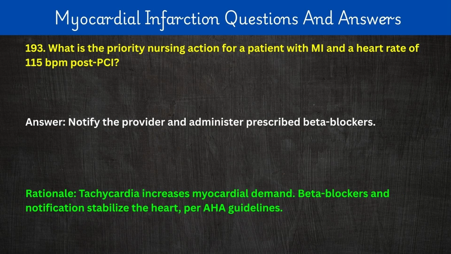193. What is the priority nursing action for a patient with MI and a heart rate of 115 BPM post-PCI? Answer: Notify the provider and administer prescribed beta blockers. Rationale: Tachycardia increases myocardial demand. Beta blockers and notification stabilize the heart, per AHA guidelines.